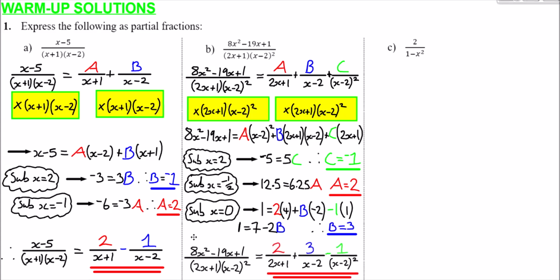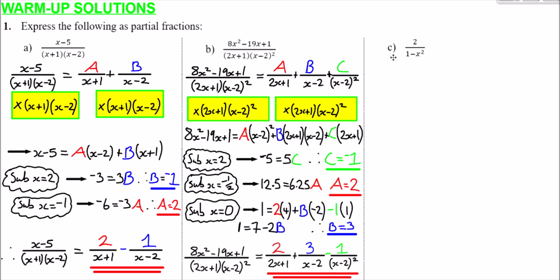Putting these facts together for a, b and c, we've therefore got our partial fraction decomposition. So finally, we can just say that (8x squared minus 19x plus 1) all over (2x plus 1)(x minus 2) squared equals 2 over 2x plus 1 plus 3 over x minus 2 minus 1 all over (x minus 2) squared.